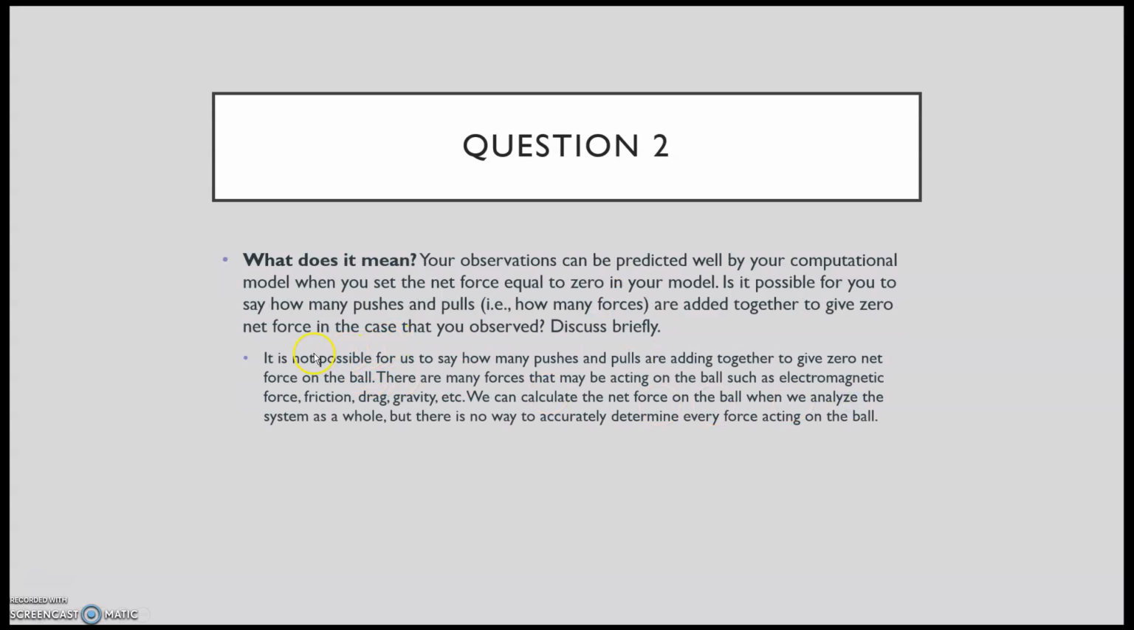Question 2, what does it mean? Well, it's not possible for us to say how many pushes and pulls are being added together to give zero net force on the ball, but there are many forces that may be acting on the ball, such as electromagnetic force, friction, gravity, drag, etc. And we can calculate the net force on the ball when we analyze the system as a whole, but there's no way to accurately determine every single force on the ball.